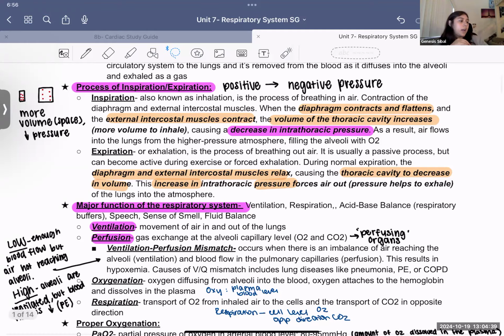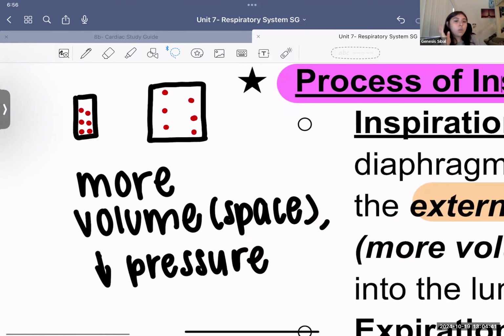So I would just think about it. I drew something to the side. On the left side, you see that box and those little red dots. Just think about it like air particles. If I have a smaller space and you imagine those red particles moving, the pressure is going to be a lot higher because it's a smaller space, right? Whereas in the right box, you have a bigger space, and those particles would probably have less pressure versus the one to the left because you have more volume.